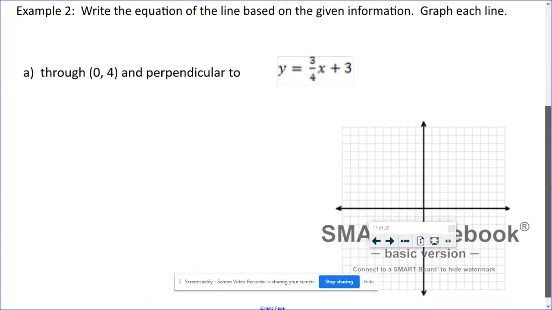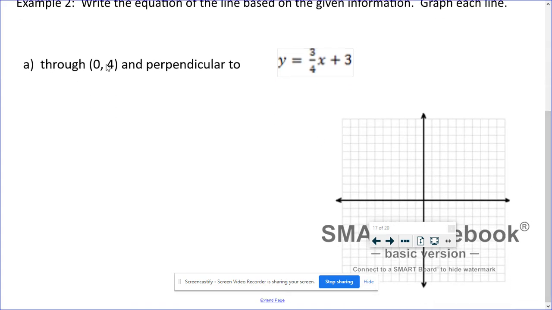So if you're given information such as an ordered pair, so that's going to be your x1 and your y1, and that your line is perpendicular to another equation, what's useful here is the slope that you're given, which is 3/4. If it's perpendicular, the slope of the line that you're being asked to write is the opposite reciprocal of the slope that was given in that line. So the opposite reciprocal of 3/4 is -4/3.